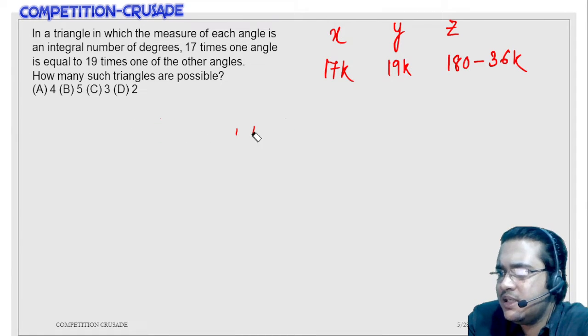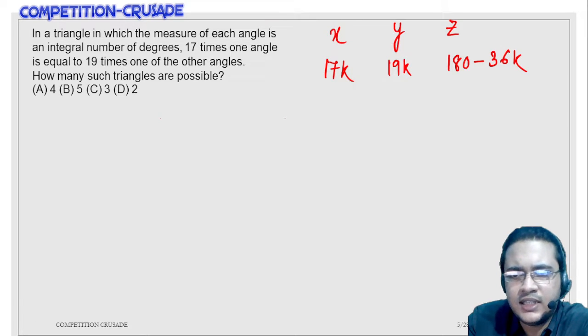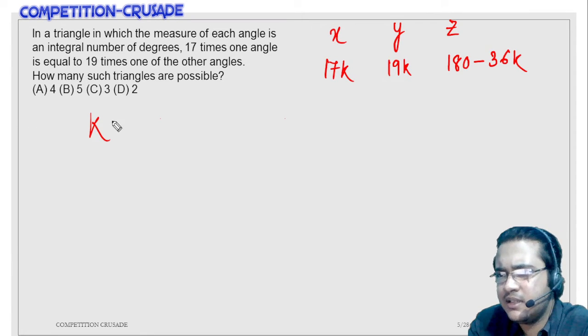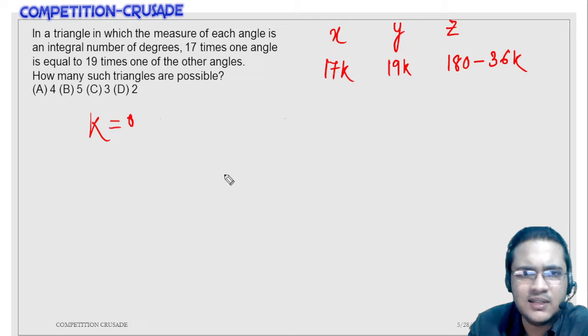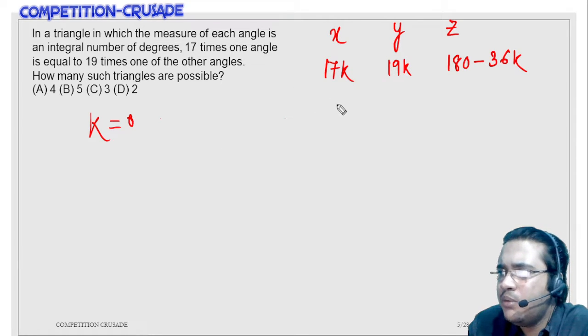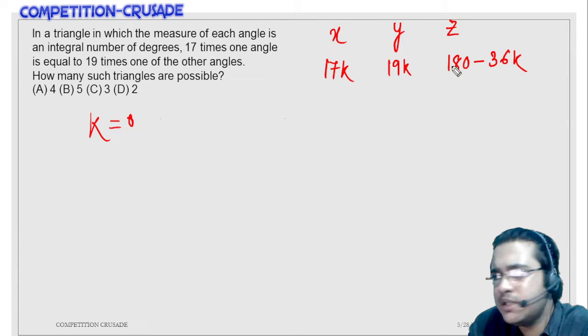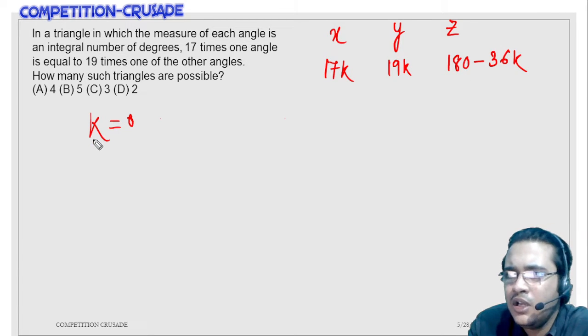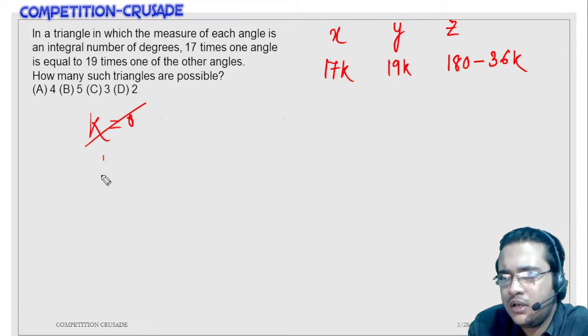So what I will do is try to substitute a few values to see where I can reach. I will start from k is equal to 0. I know that k is equal to 0 is not allowed, but I'll start with it. The moment I substitute k is equal to 0, one of the angles becomes 0 degree, the other angle also becomes 0 degree, and the third angle becomes 180 degree. It's not at all possible. So k is equal to 0 is not an option.